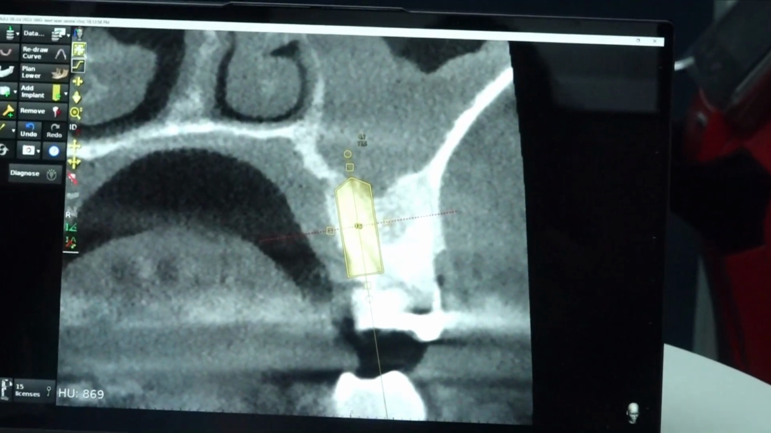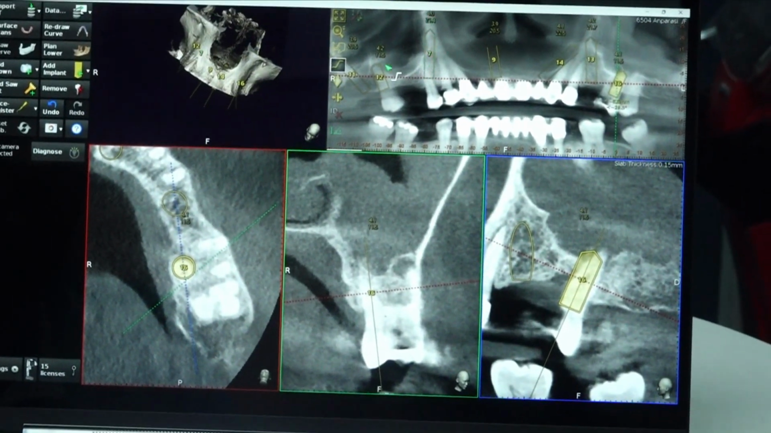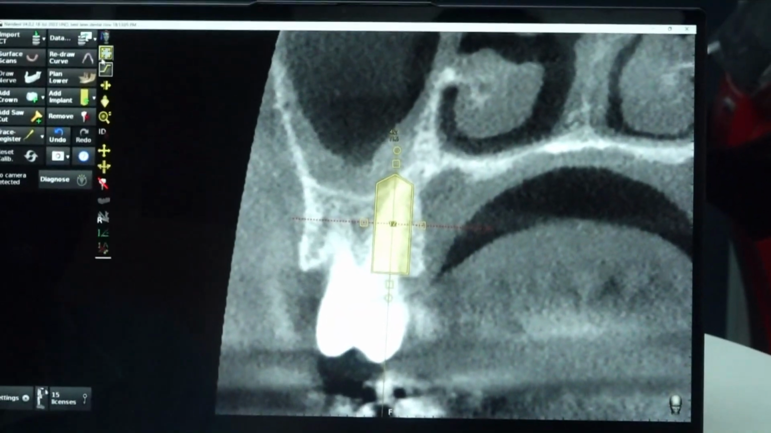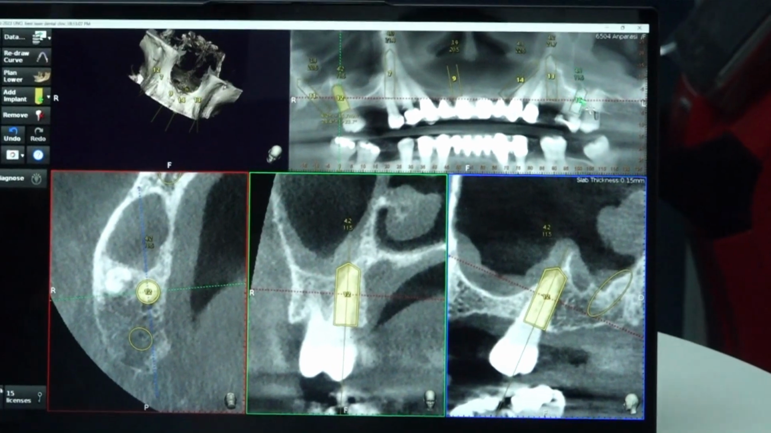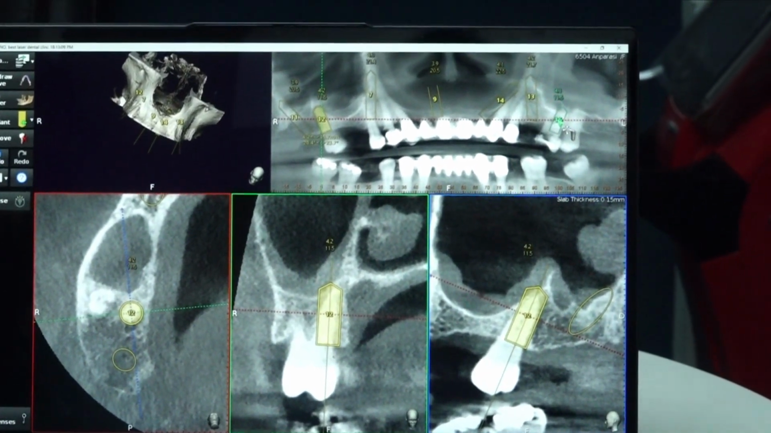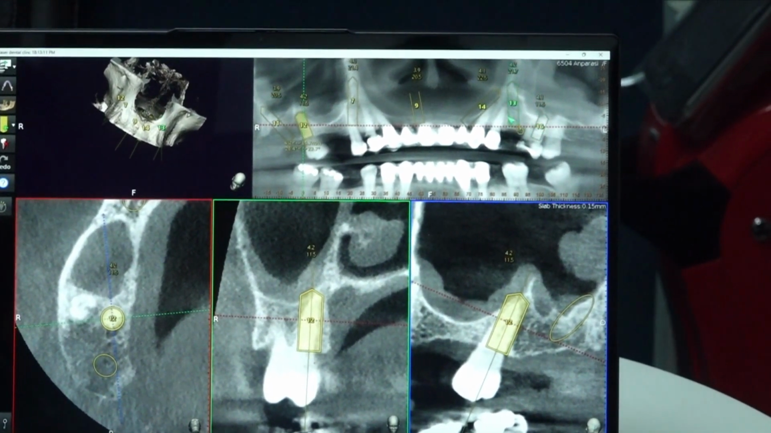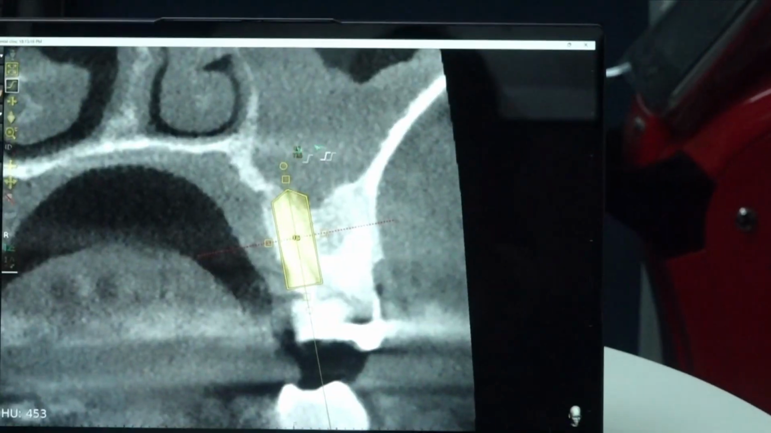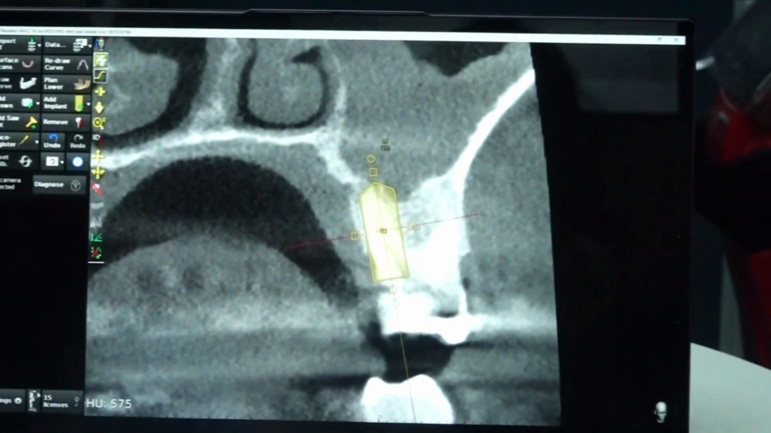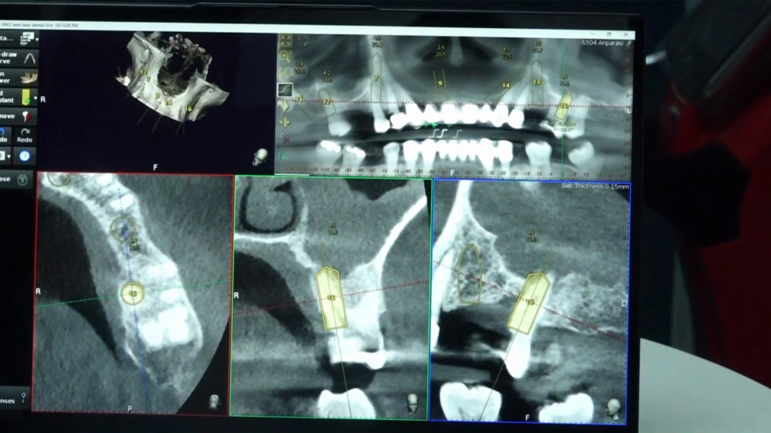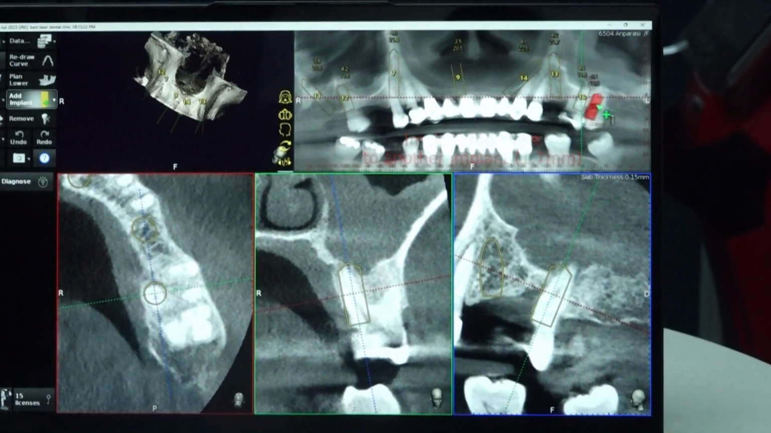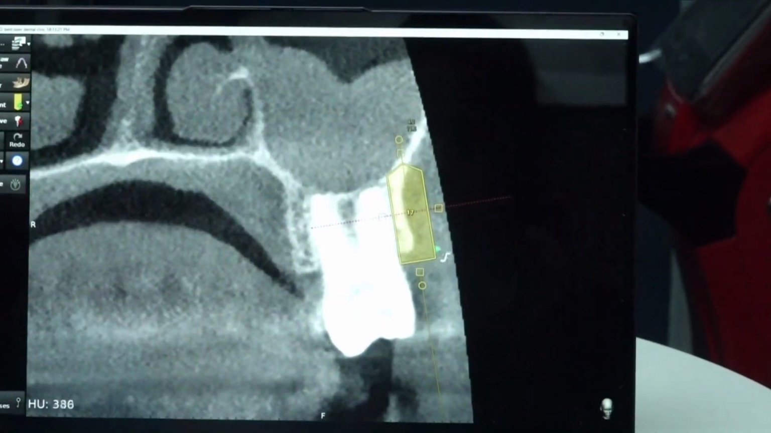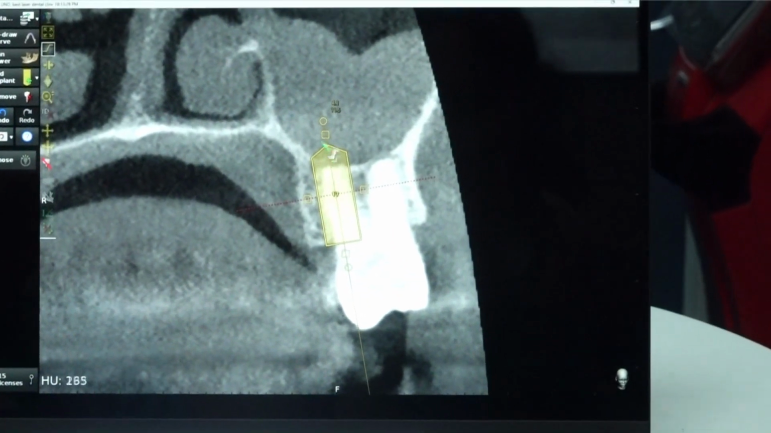If you see, have you seen the right side sinus? It is very healthy. But if you see the left side molar sinus, it is not very good. Some chronic inflammation signs are present. Now we will see the 7 area. So, sorry, 8 socket. Even 8 socket is okay. You can place a short implant if you want.